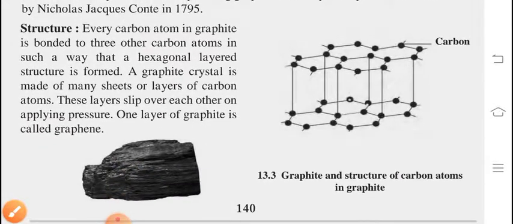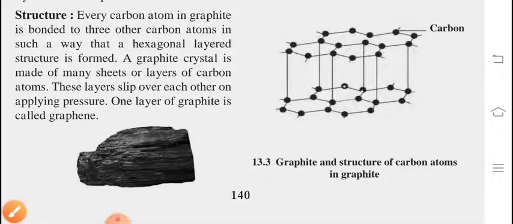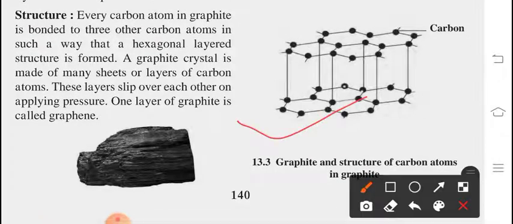It has a structure. This is the structural diagram for graphite. We can say this structure is hexagonal. Every carbon atom in graphite is bonded to 3 other carbon atoms in such a way that a hexagonal layered structure is formed. You can observe here the hexagonal structure.